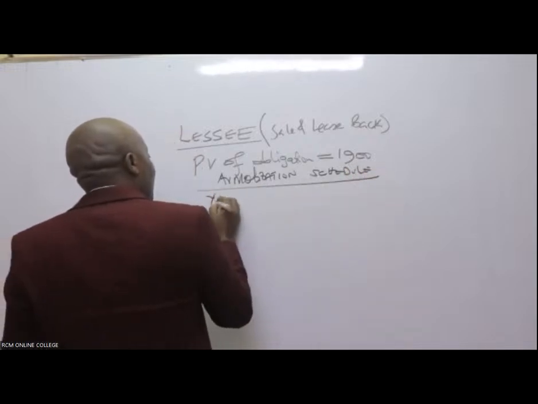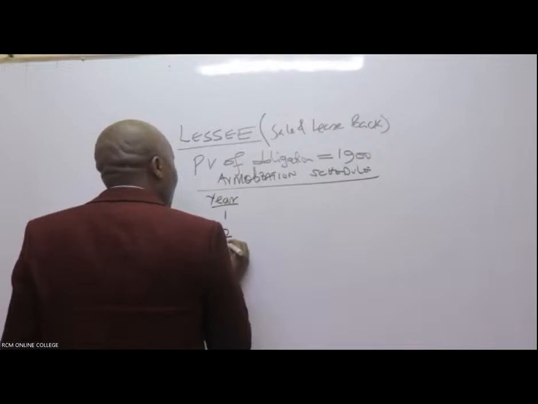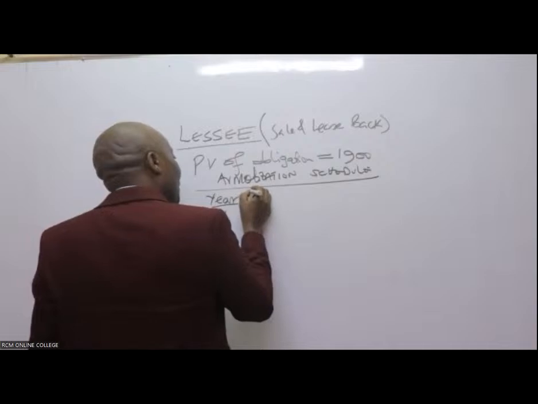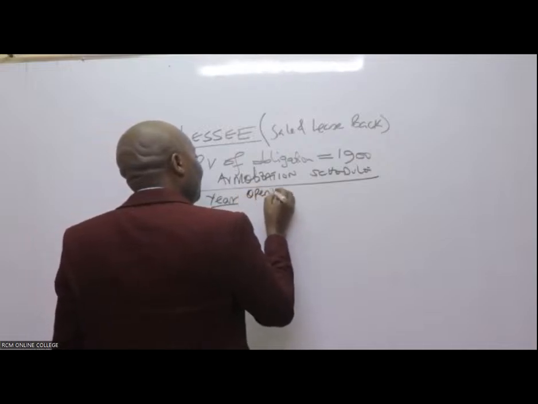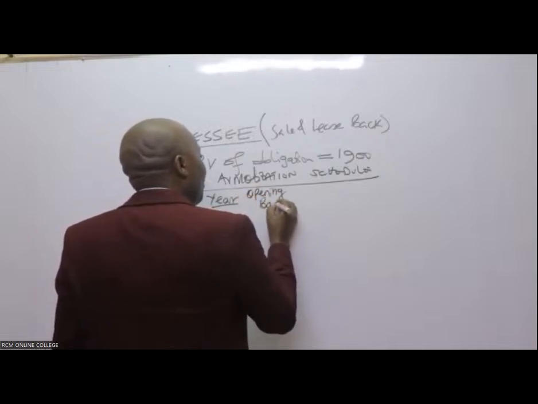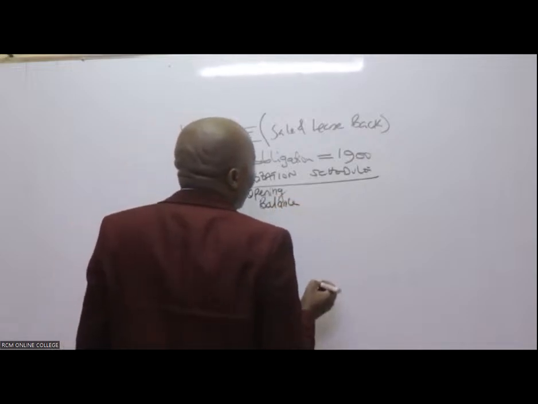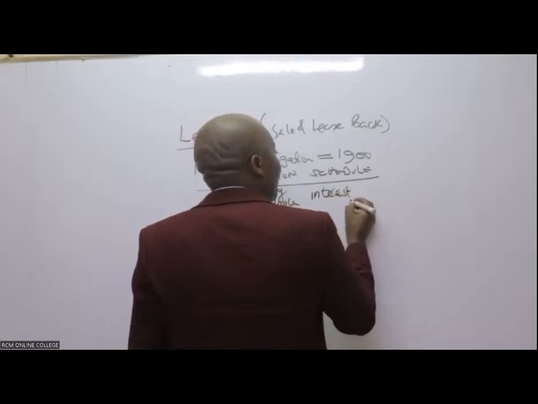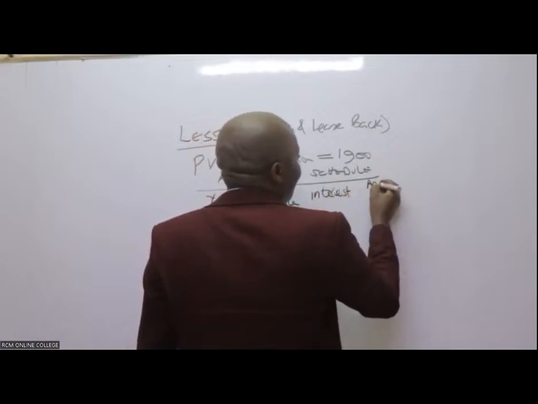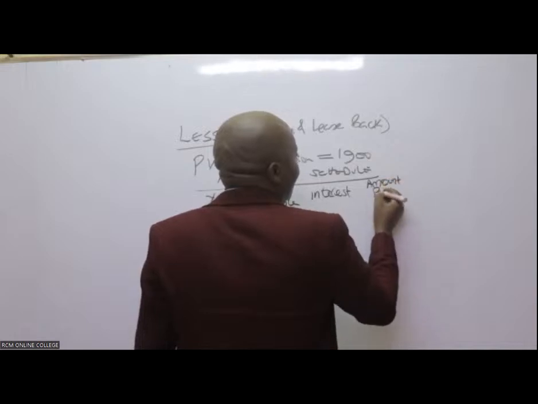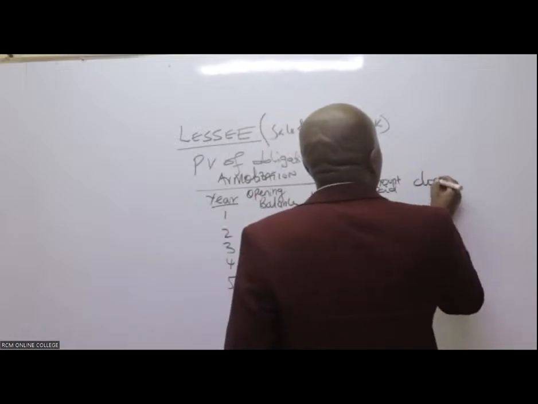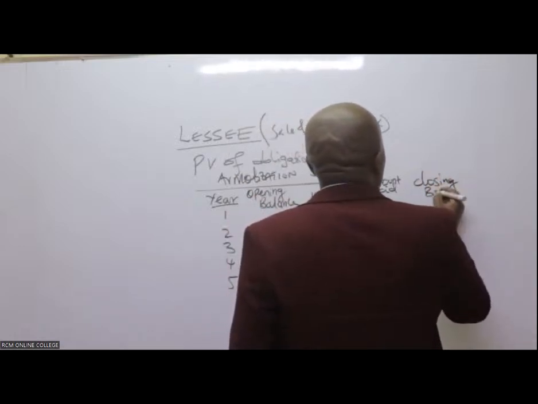So we have here 1, 2, 3, 4, 5. It's a 5-year lease. So give us the opening balance. Give us, in this case, the interest. We have the amount paid, and then we have the closing balance here. Very easily, the closing balance.